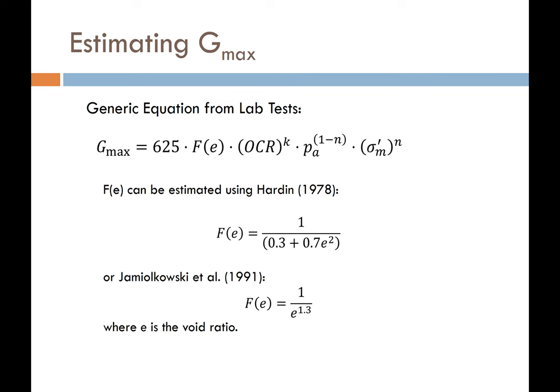Here's that generic equation for void ratio. So if we can measure or approximate the void ratio in the soil, then we compute that function F of e using this equation right here. Or we can use an easier function using this Jamiolkowski equation. But both should give you pretty similar results.